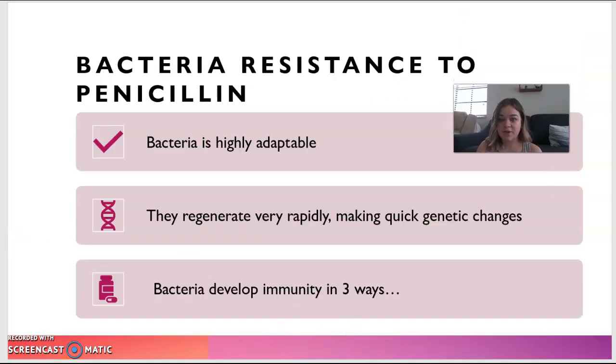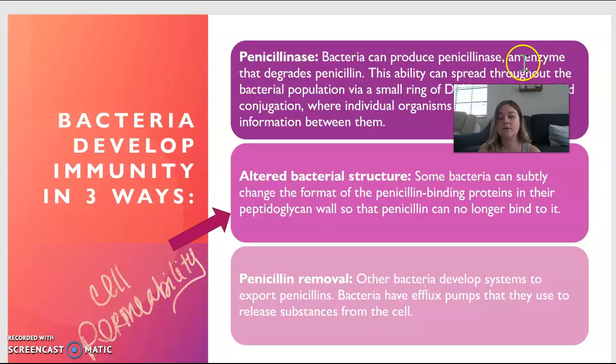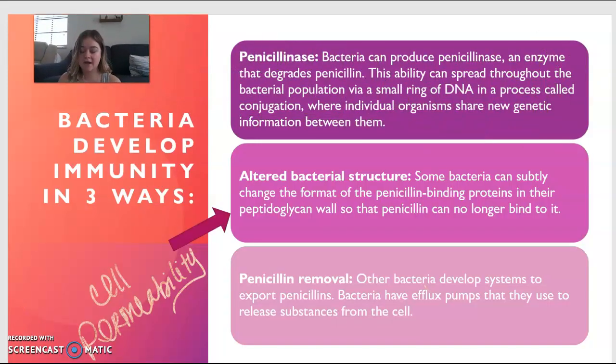Alrighty, so now we'll talk a little bit about bacteria's resistance to penicillin. So bacteria is highly adaptable. It's highly adaptable because it can regenerate very rapidly and quickly, make genetic changes, and it can develop immunity in a few different ways. So it can develop immunity by having penicillinase. So that is bacteria producing penicillinase, which is an enzyme that degrades penicillin.